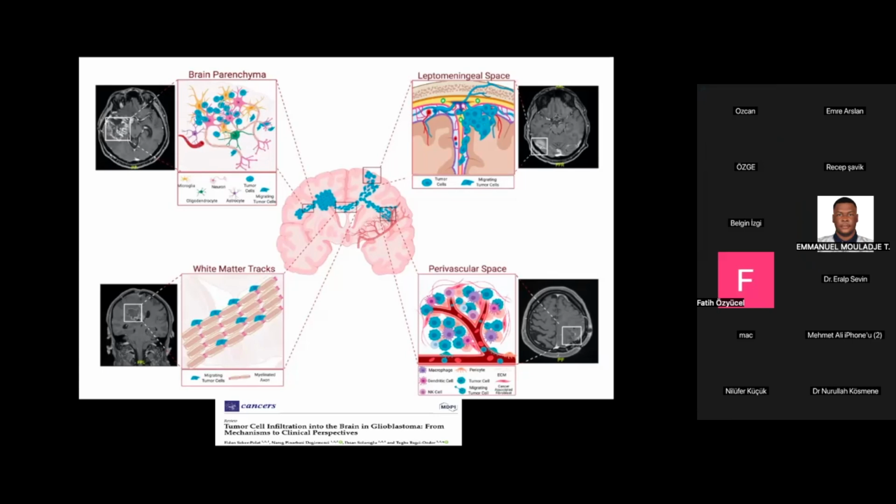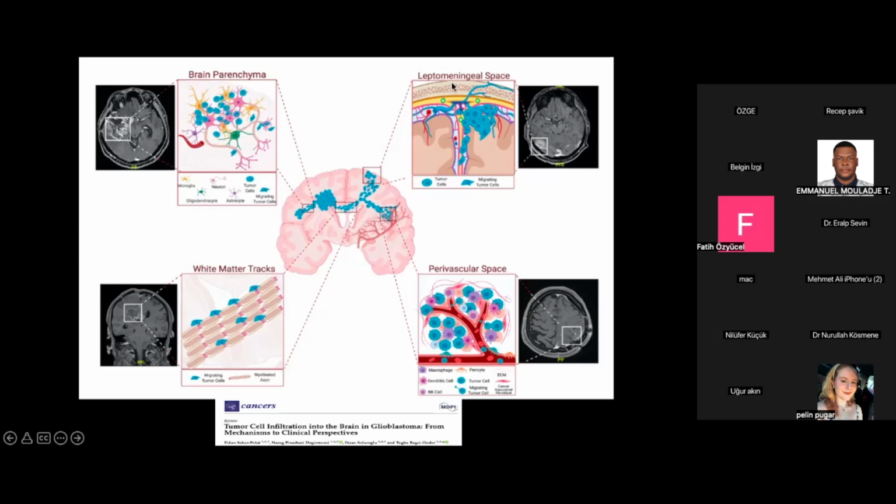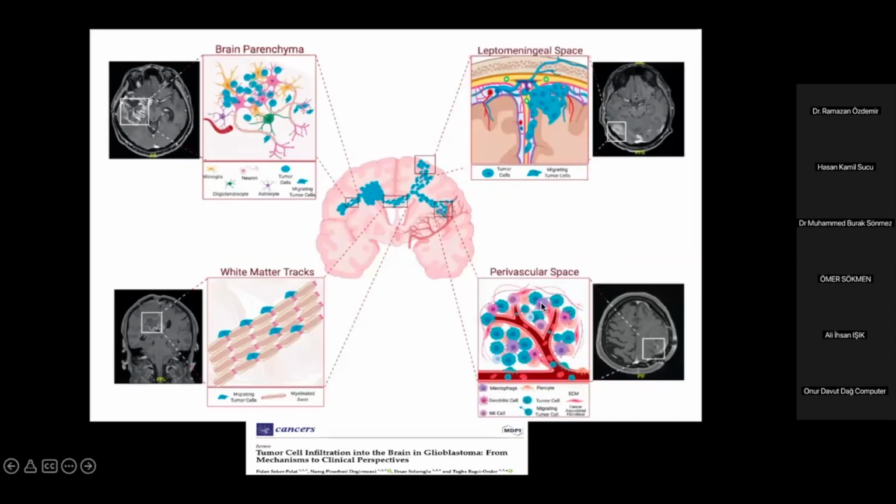What else we also know is that neuronal stem cells come from the subventricular zone and migrate along the leptomeningeal space to build the brain, the neocortex here. In the same way, we can see the glioma using the same route. The third one is the perivascular space.